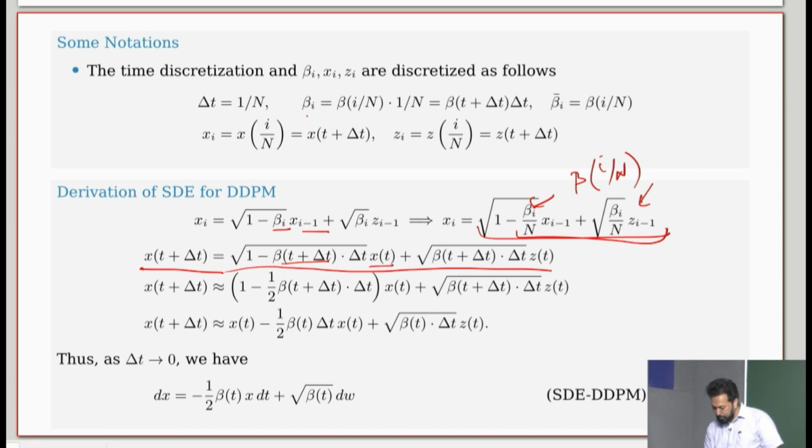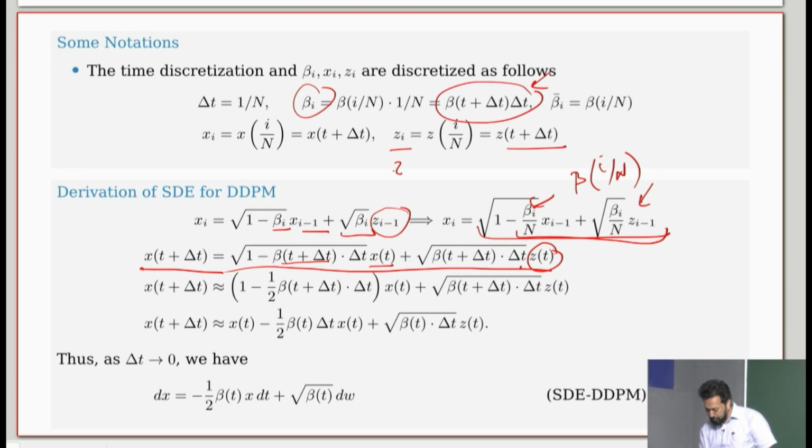The way beta is defined is like this, so we just have to look here. Beta we substitute like that, and the same thing is done here. Beta_i is replaced by beta_{t+delta t}, and z_{i-1} is nothing but z_t, because z_i is z_{t+delta t}, and z_{i-1} will be just z_t. So you agree with that? These are some simple steps going from discrete to continuous.